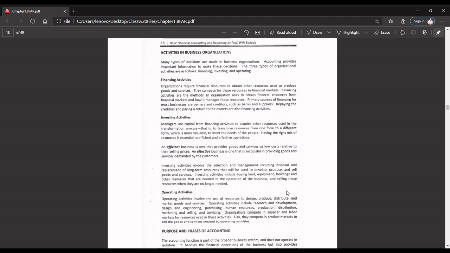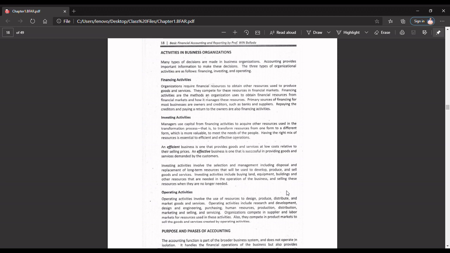Managers use capital from financing activities to acquire other resources used in the transformation process, that is, to transform resources from one form to a different form, which is more valuable to meet the needs of the people. Having the right mix of resources is essential to efficient and effective operations. An efficient business is one that provides goods and services at a low cost relative to their selling price. An effective business is one that is successful in providing goods and services demanded by the customers.